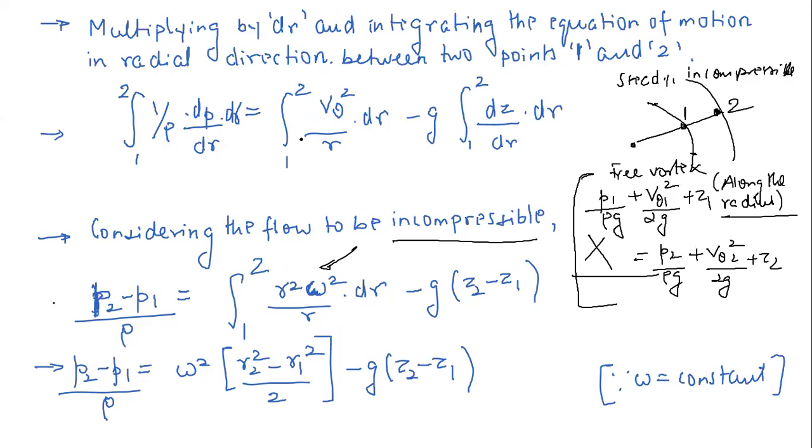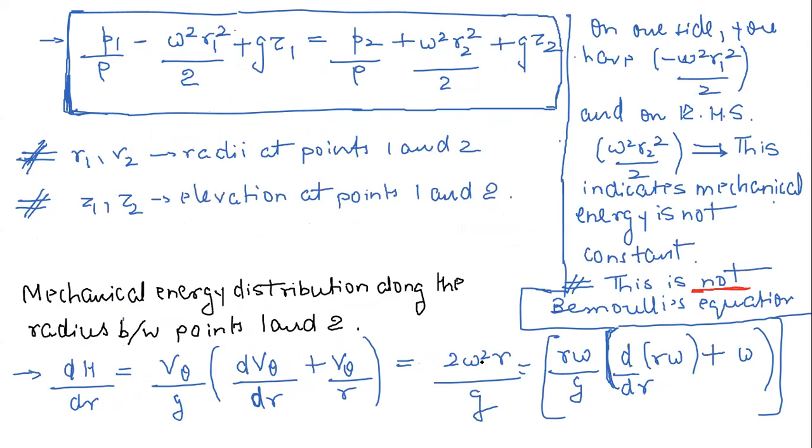This is a special property of a plane circular vortex flow. In a free vortex flow, V theta is inversely proportional to R. In a forced vortex flow, V theta is directly proportional to R. So you have to keep in mind that V theta is a function of R. It cannot be taken outside. So you have to put the value of V theta as R omega. And if you are deriving this equation for a free vortex flow, then simply put V theta equal to C by R. Very easy. Now you just integrate it. Finally, you will get this equation: omega square (R2 square minus R1 square) divided by 2, minus g (Z2 minus Z1).